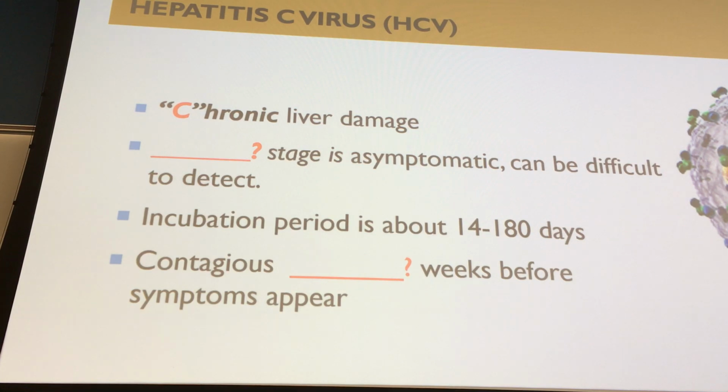What stage is difficult to detect? What stage is asymptomatic? Well, that's a good question. So, what do you all think? Does it have a prodromal? It's the acute stage. Acute stage is asymptomatic, so it can be very, very difficult to detect. You could be contagious for a super, super long time. Anybody know how long? 1 to 2 weeks.